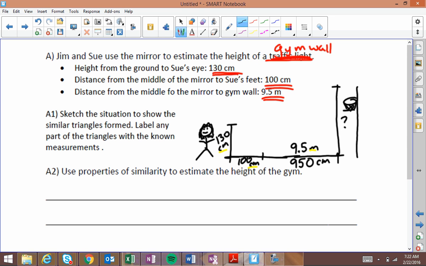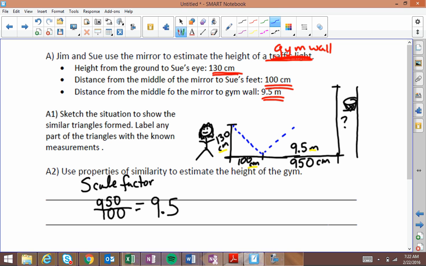Okay, when you did this, you should have found your scale factor. My scale factor is, I take my two corresponding sides that I know, the 950 centimeters, and I divide it by the 100 centimeters. This gives me my scale factor of 9.5. So I know that the big triangle is 9.5 times bigger than my small triangle.